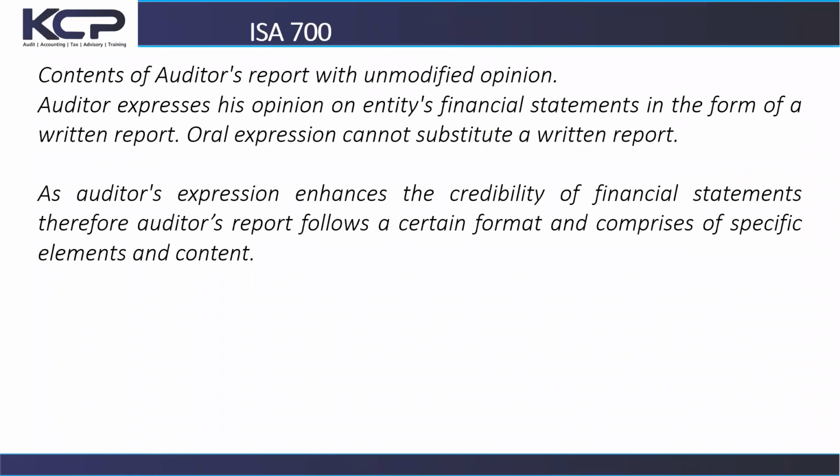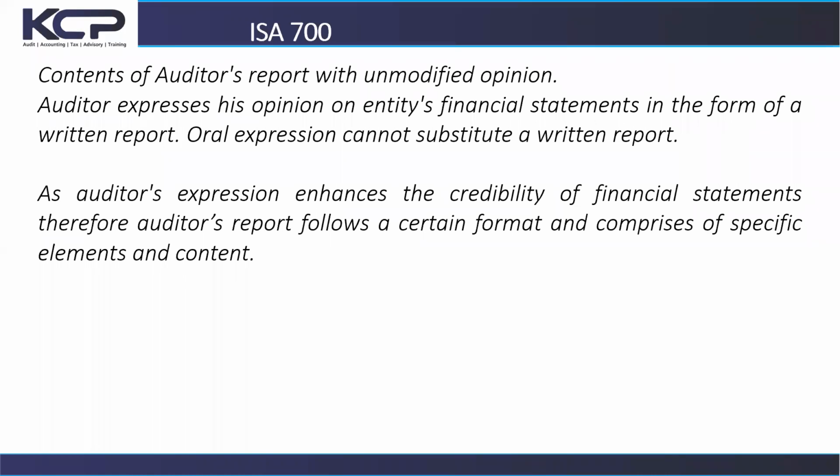All right. So still on ISA 700, what is the content of the auditor's report, which is unmodified? The content of an auditor's report which is modified will be different from that which is unmodified. So where we have unmodified, the auditor expresses his opinion on the entity's financial statements in the form of a written report. So it is not oral, right? It is not oral. It must be documented. It must be written.